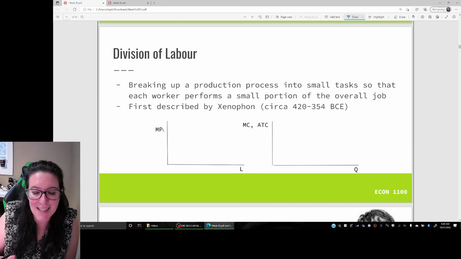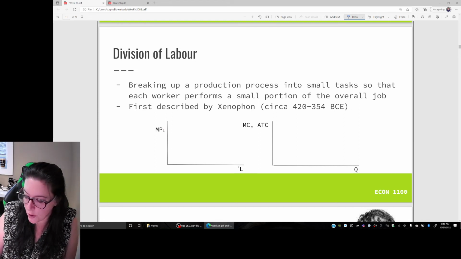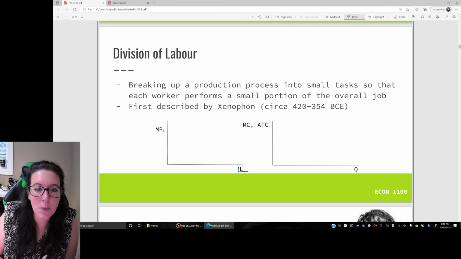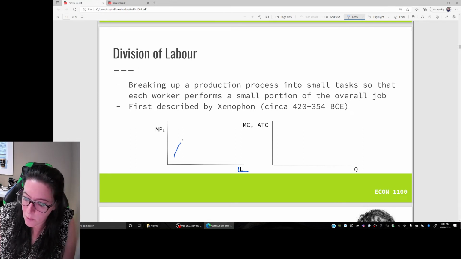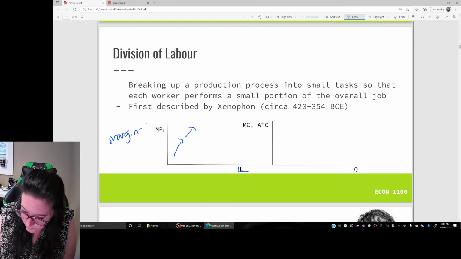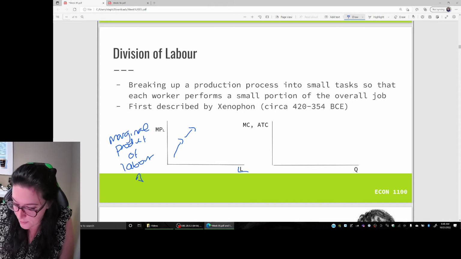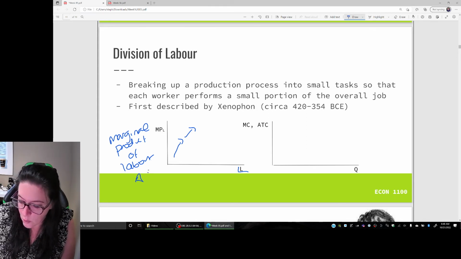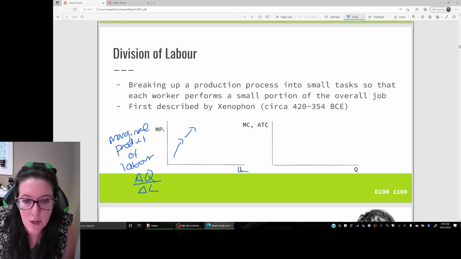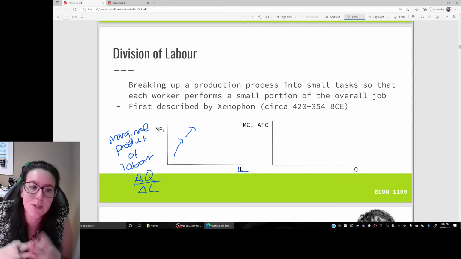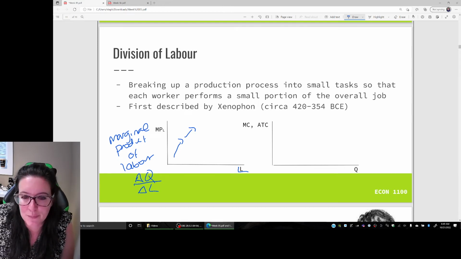When you have divisions of labor, so if we have a set process and we each do a unique task, then as we add additional workers, so that's our labor here, we're going to get more out of each additional worker. So that is the marginal product of labor. So that's the additional amount that's produced, the extra quantity. So that's going to be the change in quantity from having a change in workers. So how much extra are we going to produce when we add that additional worker?